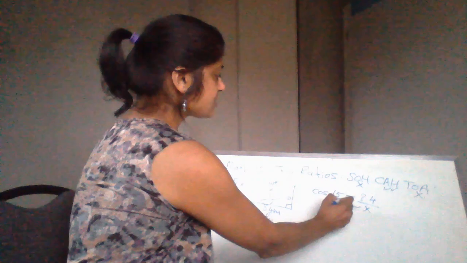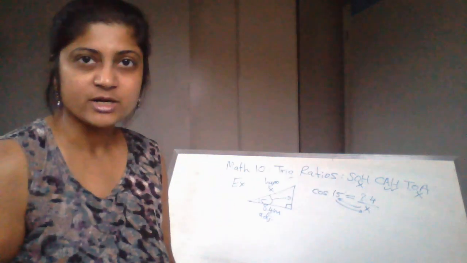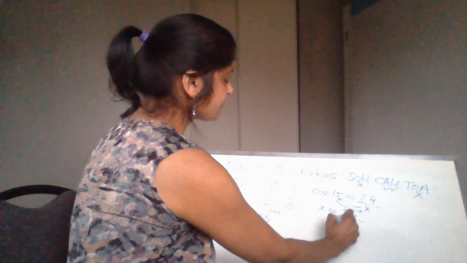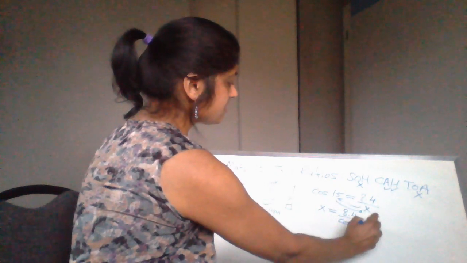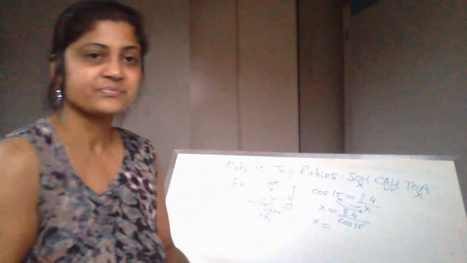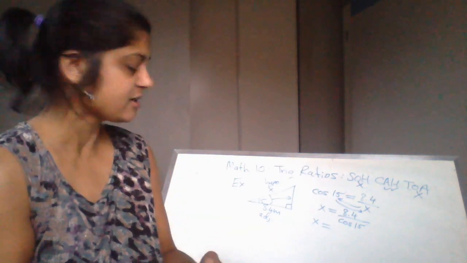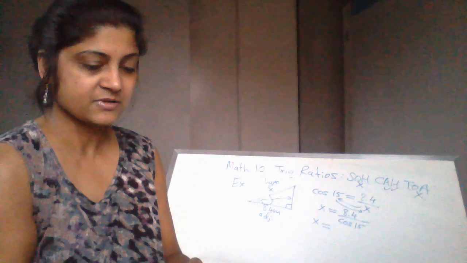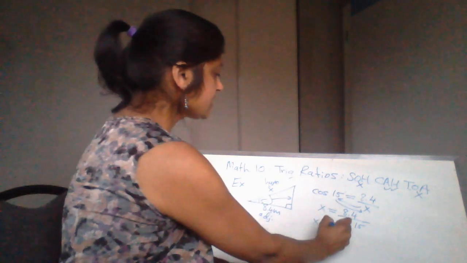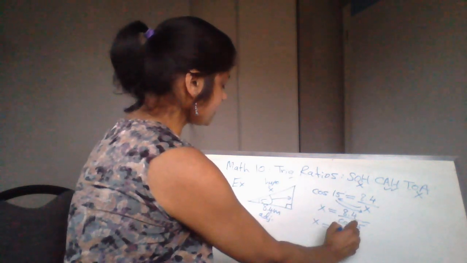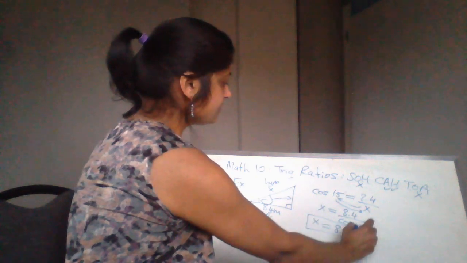So I noticed the variable is on the bottom. We're going to make our 2 arrows and just switch it around. So this time, we're going to divide. So x is equal to 8.4 divided by cos of 15 degrees. Okay, and then put that in your calculator here, divided by cos 15. And we're rounding it to 1 decimal place, so 8.7 meters.